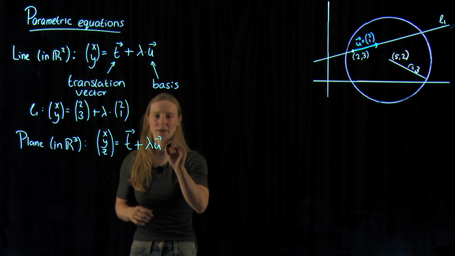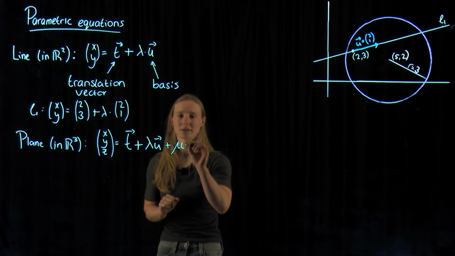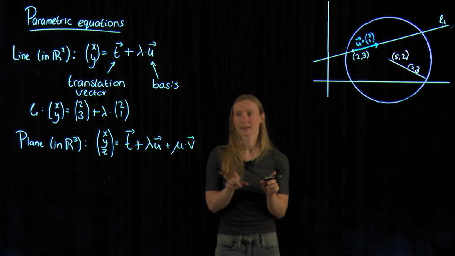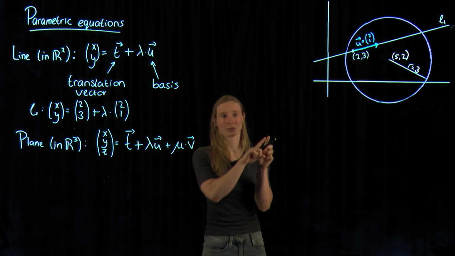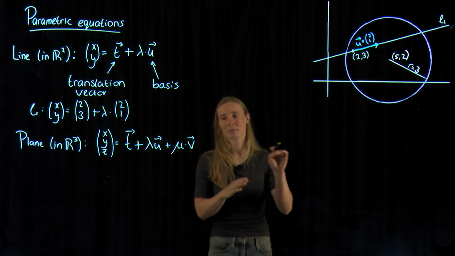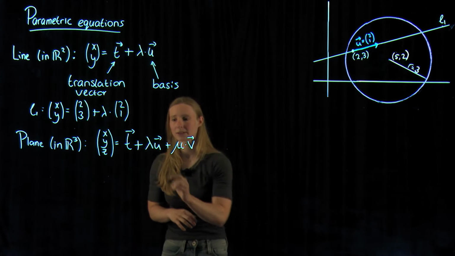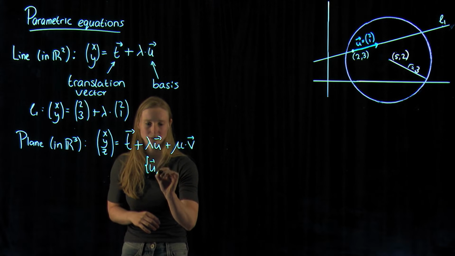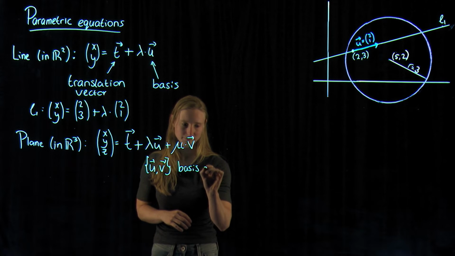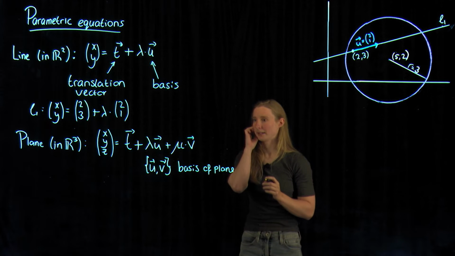So we have 2 directions. So we also get some variable times another vector, let's say v. And these 2 should be vectors that are inside the plane, and they should not have the exact same direction or opposite direction, because then we would get a line again. So these need to not be parallel. All right, and now this is again the translation vector, and we say that u and v form a basis of the plane. All right, so that's how we can write a plane.